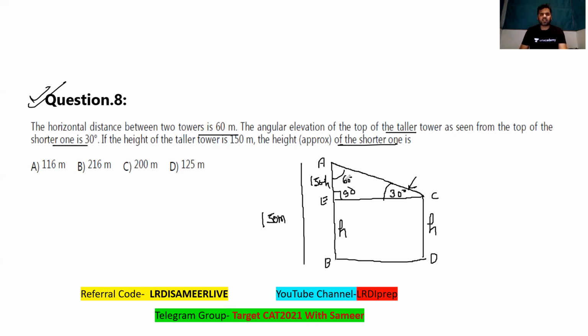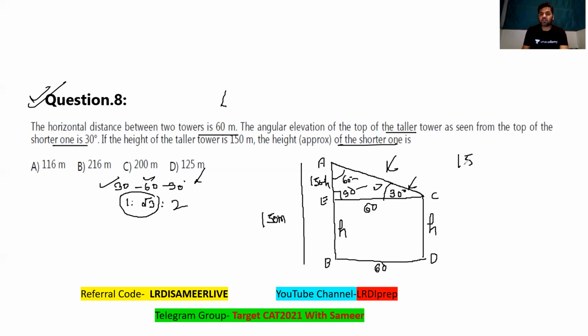You can straight away answer this question very easily. The distance between two towers is given to you as 60 meter. That means this distance is 60. And see that this triangle is a 30, 60, 90 triangle. In a 30, 60, 90, you should know that the side ratio would be 1 ratio root 3 ratio 2. Now in this triangle, the side opposite to 30 degree and the side opposite to 60 degree are in the ratio 1 ratio root 3. Side opposite to 30 degree is 150 minus h and side opposite to 60 degree is 60. Now this should be in the ratio 1 ratio root 3. That's it. You're supposed to find the height h now to answer this question, right?